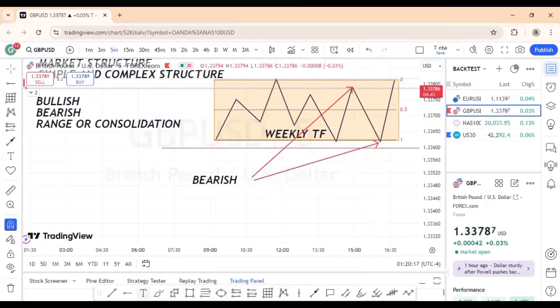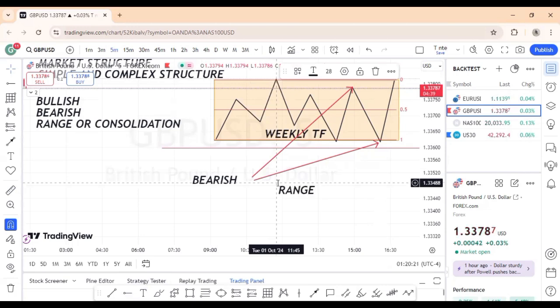Now, this is only the case if the range is on a higher time frame, right? You only do this when the range is on a higher time frame. If this range is on a 15 minute chart, you stay out. If this range is on 1 hour, you stay out.